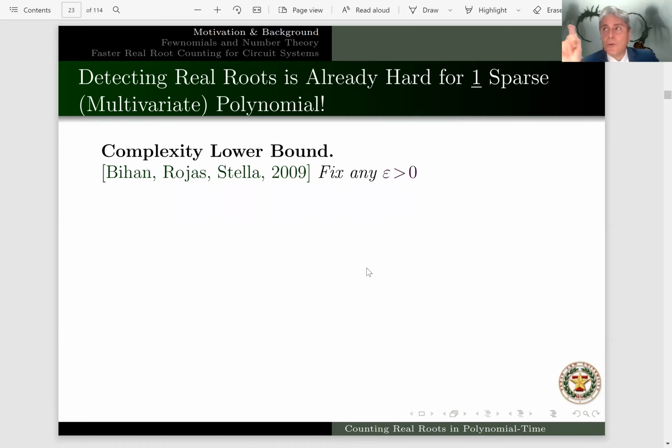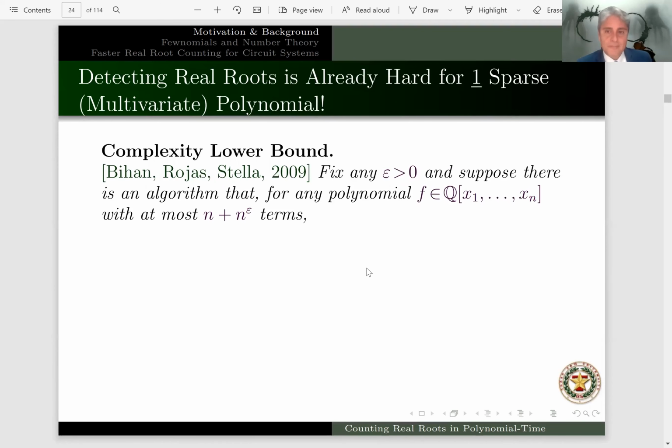So before I say more about that, I want to say something about the hardness. So actually, even just detecting real roots, are there any real roots at all? That's already quite hard for one sparse polynomial in many variables. So the result from some years ago is the following: if you fix any positive epsilon and you look at a polynomial f with rational coefficients and n variables, and suppose it has at most n plus n to the epsilon terms. So it has just more terms than n. Okay, n plus square root of n plus n to the 1/3, you name it.